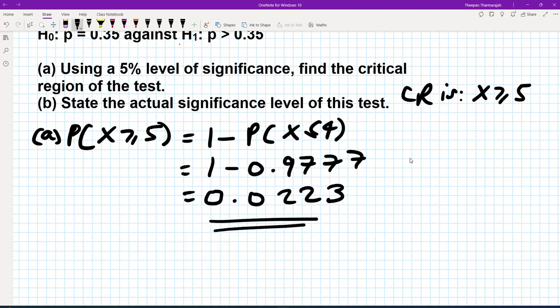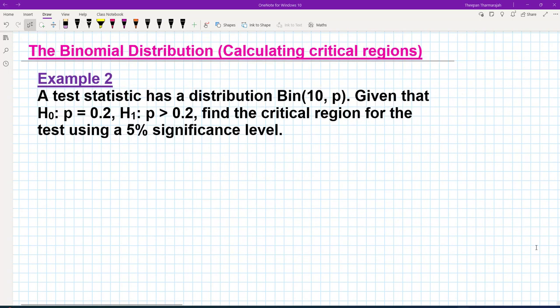0.0223. And that completes that question. Here's a question for you to try. You can pause the video, and when you're done, I will go through my worked solution.